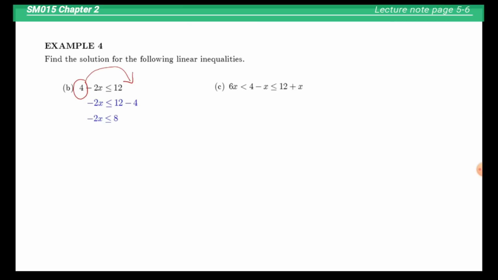So we need to divide by negative 2 for both sides. For inequalities, if you multiply or divide by a negative number, the sign here will be changed. So we have here x greater than or equal to negative 4 if you divide both sides by negative 2.